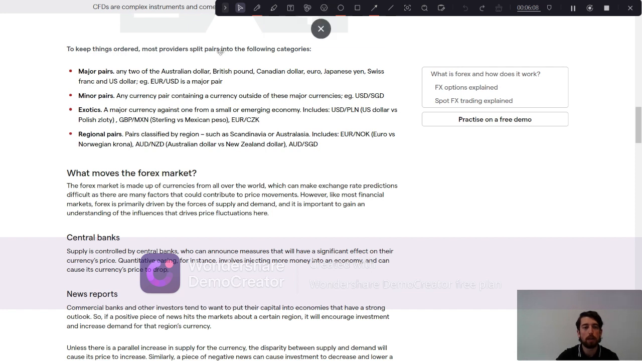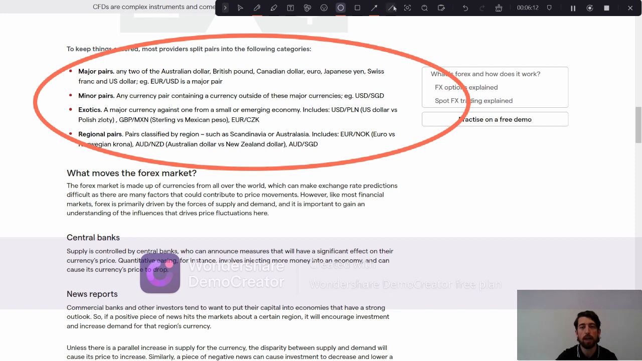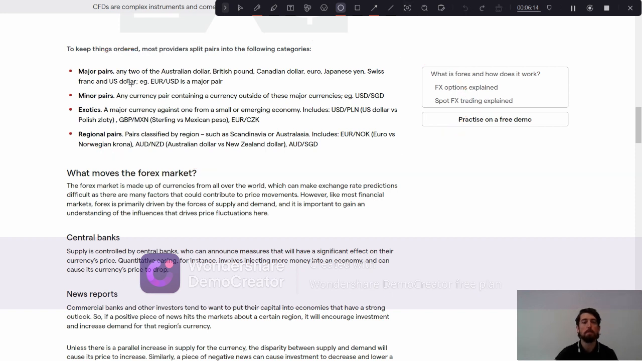So what we're going to be looking at is this part of the table now. Draw your attention to there. Major pairs are basically made up of the Commonwealth, so you've got Australia, England, Canada, for example, and then you've got the European nations, so you've got the euro, the Swiss franc, and then of course America and Japan.